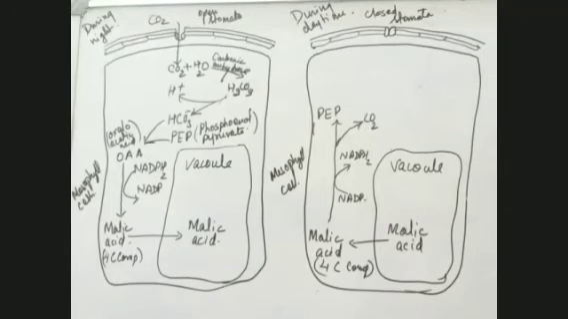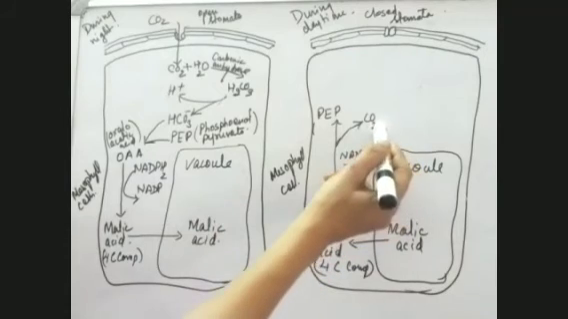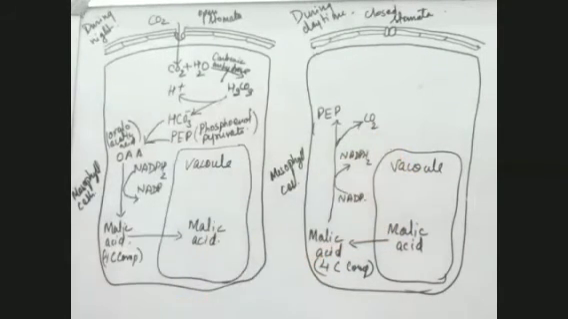Now, for this, there is another adaptation. And what is this? See, this CO2 is released here. Now, this CO2 can be accepted by some acceptor and start that dark reaction.